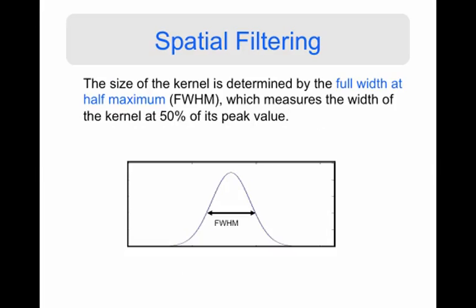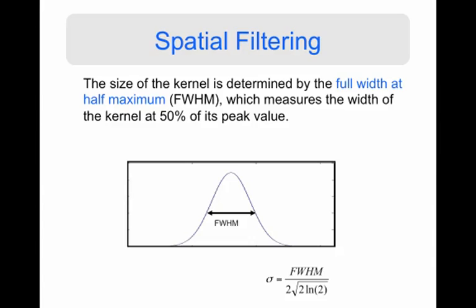So again, spatial smoothing is performed by applying a Gaussian kernel and just moving it across the brain. And the size of the kernel is determined by something called the full width at half maximum, or the FWHM. And this measures the width of the kernel at 50% of its peak value. Whenever talking about Gaussians, as a statistician, I often think about it more in terms of the standard deviation, and so there is a one-to-one relationship between the full width half maximum and the standard deviation.